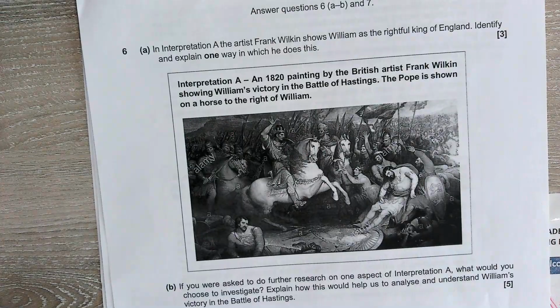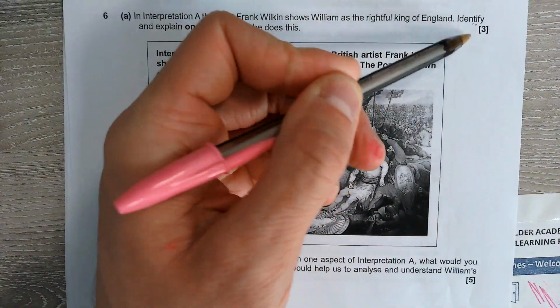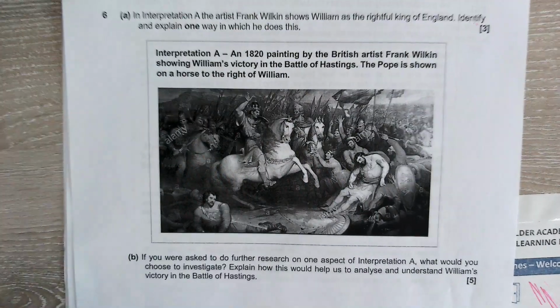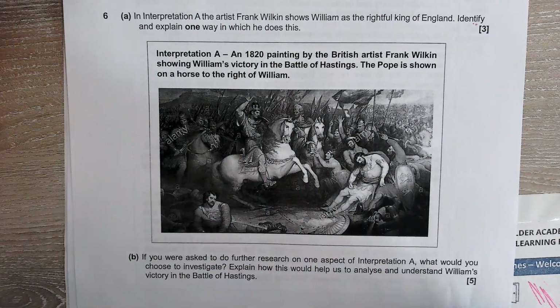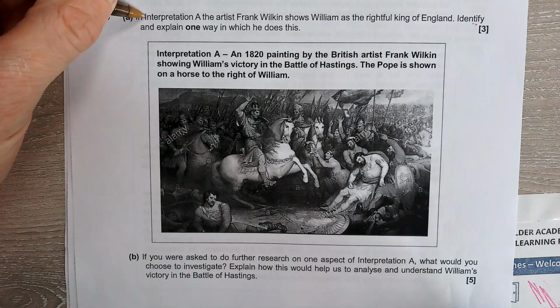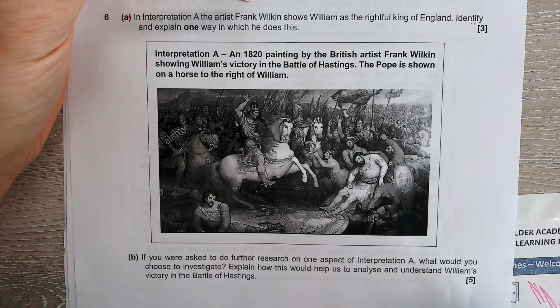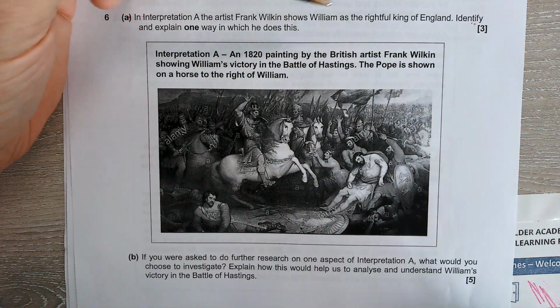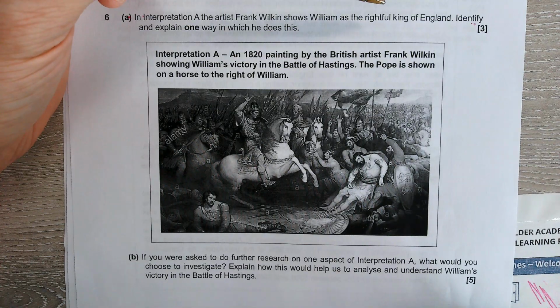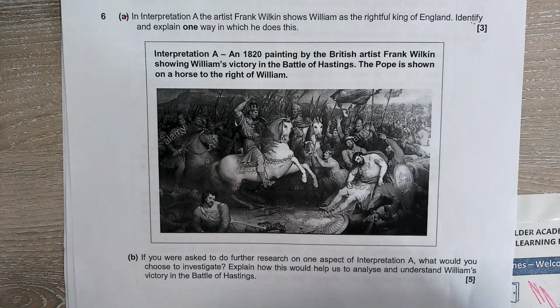All right, let's move on for reals this time. Normans questions. You want to aim for 3 minutes because it's worth 3 marks. And the first question is really easy. It's going to ask you something like this. In interpretation A, it will always say interpretation. In interpretation A, the artist Frank Wilkins shows William as the rightful King of England. Identify and explain one way in which he does this.